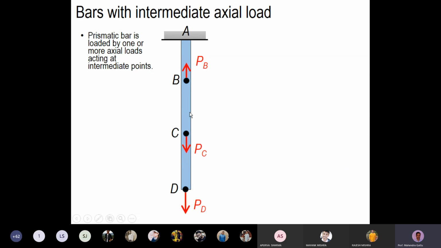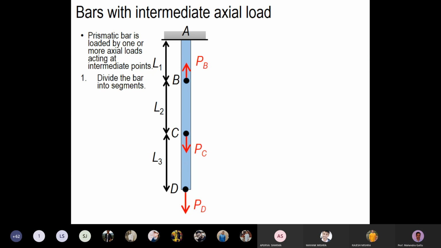So how to analyze these kind of problems? So first thing we'll do is we have to divide this bar into segments. So how will you divide the segments? The first thing we'll look into is the axial force, N value. The N value will be such that it is usually constant in that segment. So for this case, we will divide the bar into three segments: segment AB, segment BC, and segment CD. So the lengths are L1, L2, and L3.